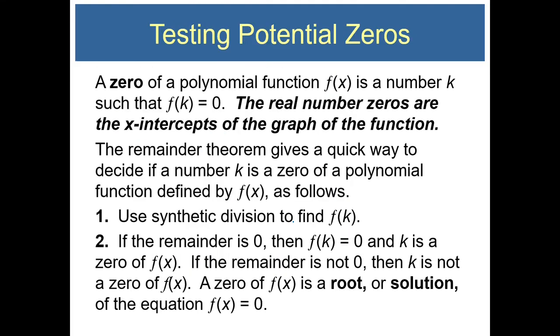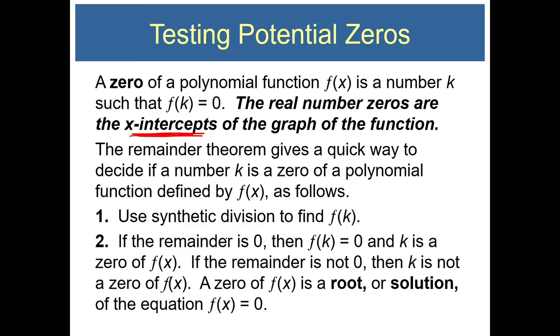Testing for potential zeros. A zero of a polynomial function f of x is a number k such that f of k equals 0. The real number zeros are the x-intercepts of the graph of a function, so they're going to touch the x-axis. The remainder theorem gives us a quick way to decide if a number k is a zero of a polynomial function defined by f of x as follows.